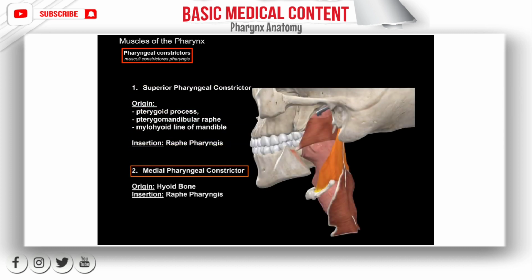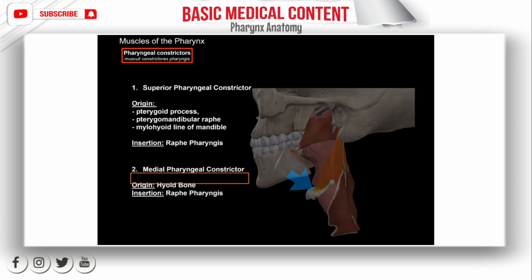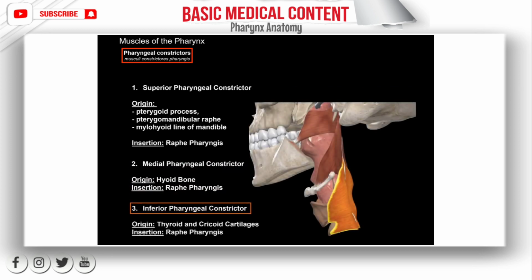The next muscle is the medial pharyngeal constrictor, highlighted right here. It's going to originate from the hyoid bone and insert at the pharyngeal raphe. And the last one is the inferior pharyngeal constrictor. This one is pretty interesting because it will originate from the thyroid cartilage and the cricoid cartilage. Those are the cartilages of the larynx. And then they will insert at the pharyngeal raphe as well.